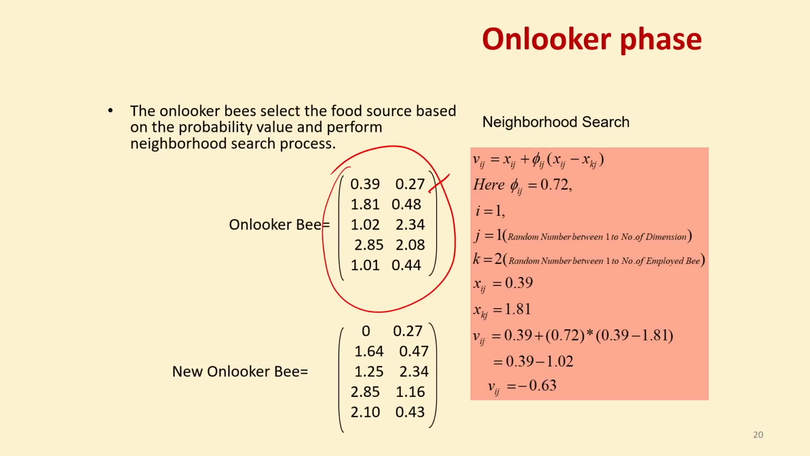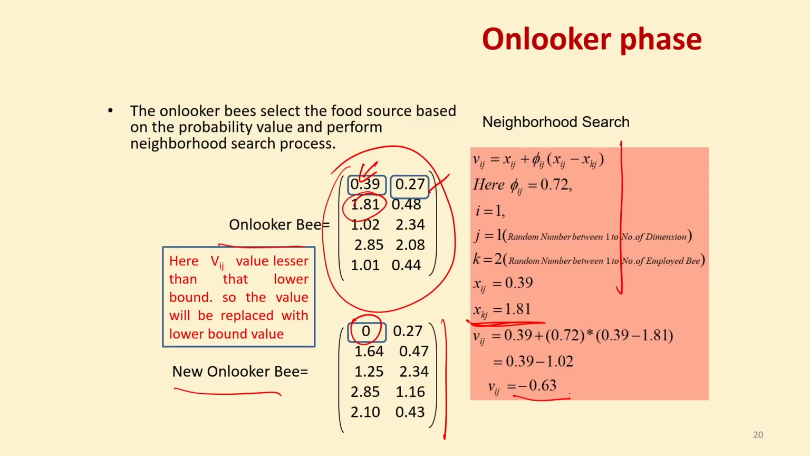Now based on the neighborhood search again, you have to calculate the new onlooker B. So this is the new onlooker B, this is the old onlooker B. Which value has been randomly chosen? Yes, this 1.81 has been randomly chosen for updating this value. So what is the value we got? Minus 0.63 we got. So it has been replaced with 0, since we do not accept a negative value; if it is a negative value, it is replaced with 0.